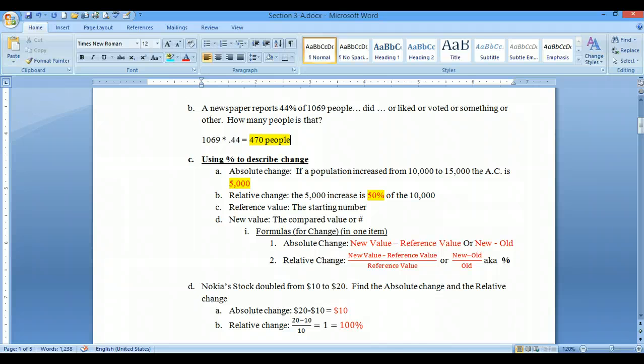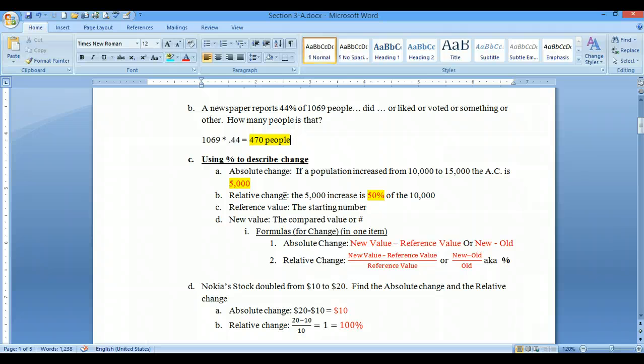Relative change means I'm looking for a percent. Relative, from now on, every time you hear that, I want you to think of a percent. So in this case, if I go from 5,000 to 10,000, that's a 50%, or the relative change. A reference value is the starting number. The new value, or the compared value, is the number that I'm comparing to the starting or the reference value.